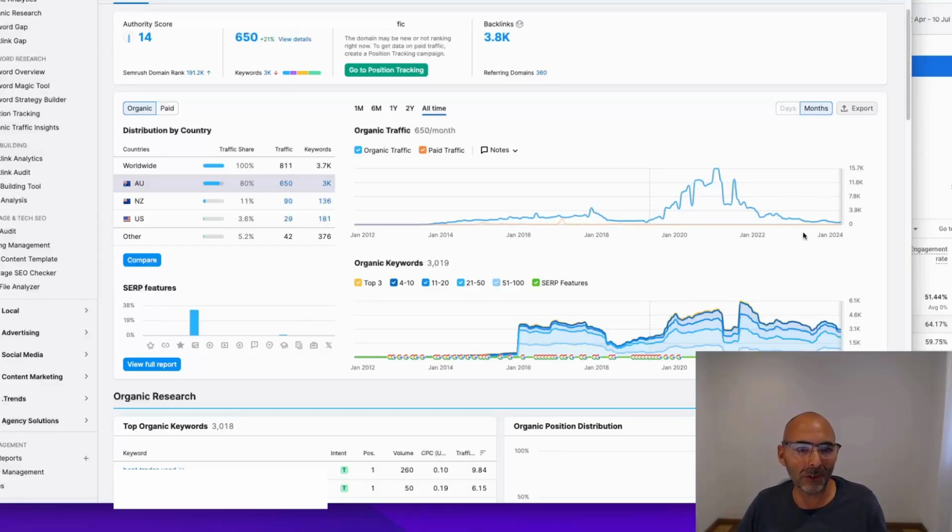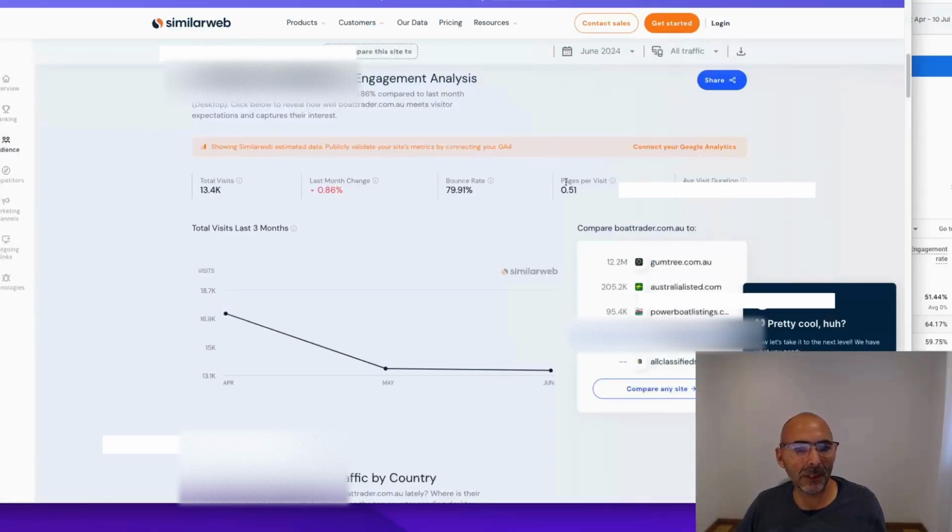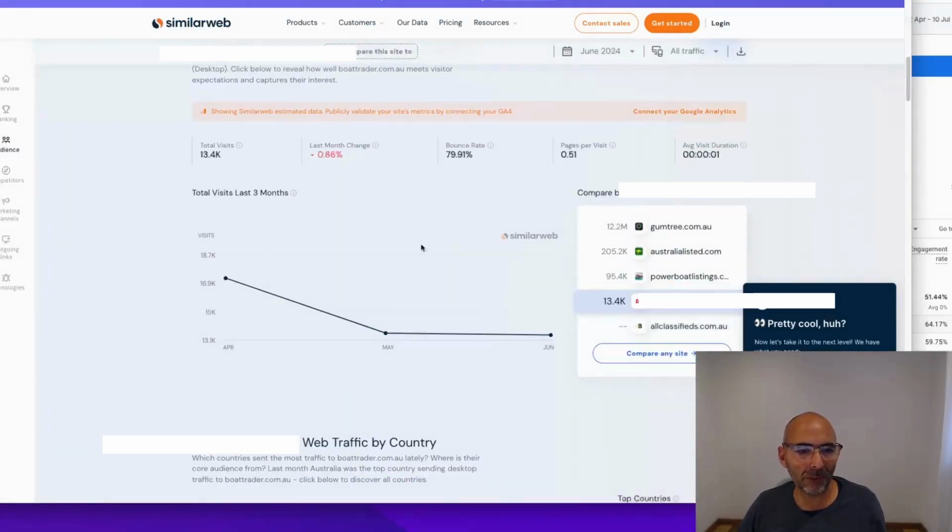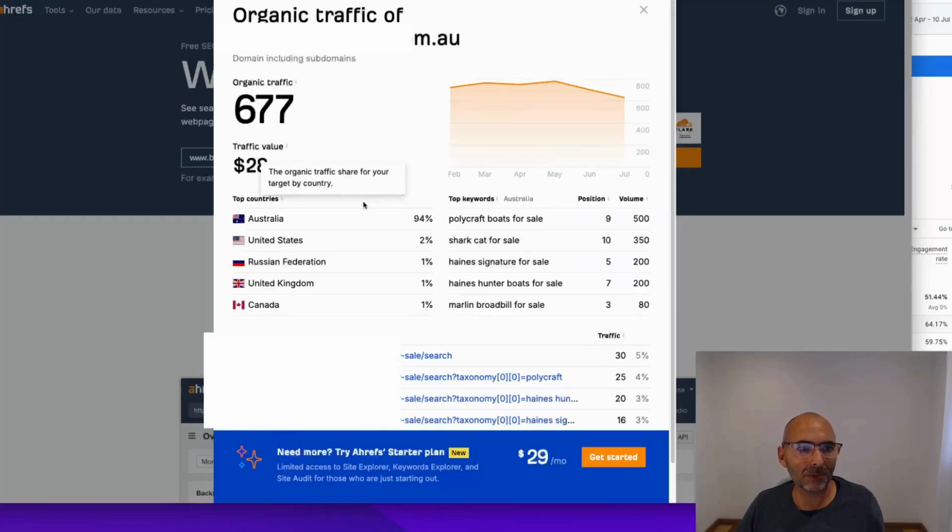What you can use these tools for is to challenge information and to get them to try and justify or prove some of the figures that they're putting forward. This was SEMrush, Similarweb. It's another tool, similar thing. It was showing a decline as well. It was showing that there are some other websites that are potentially bigger or getting more traffic. Ahrefs, again, was showing a relatively low number too.